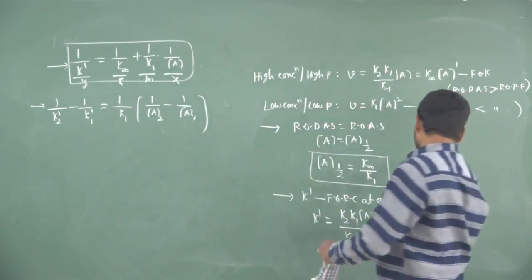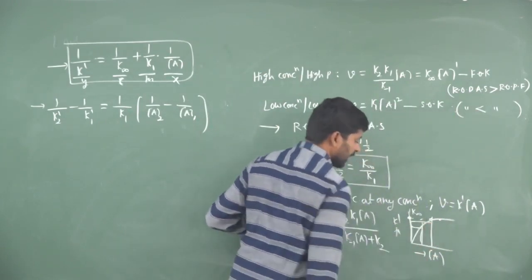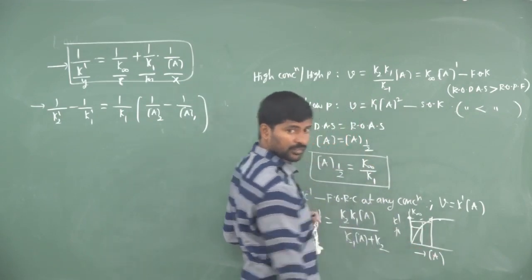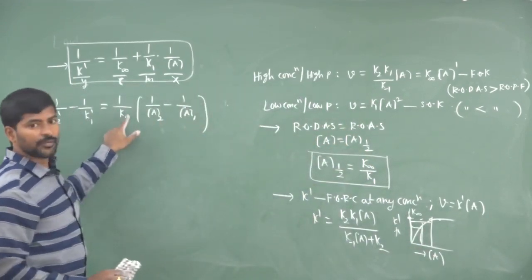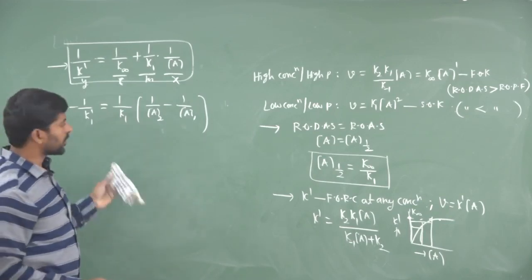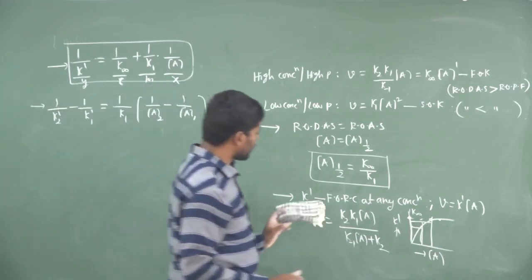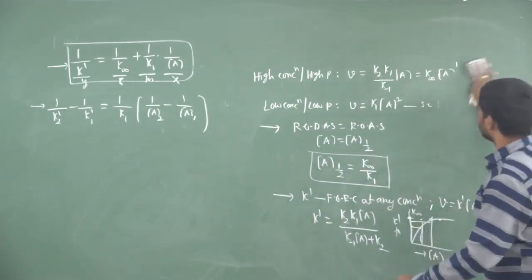From this we can calculate the K dash value at two different concentrations. If you substitute here, we can calculate K1. What is K1? The rate constant for the activation step, the forward reaction. These are some points you have to remember from Lindemann's theory.